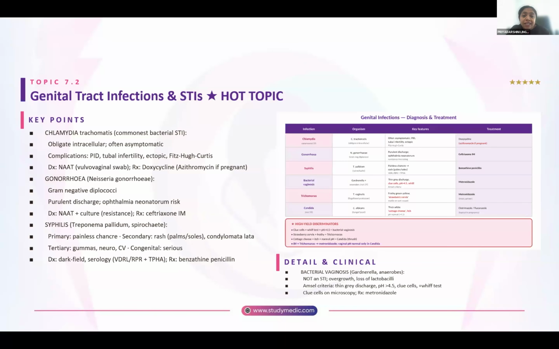So, genital tract infections and STIs, especially the vaginal discharges, are a very, very common topic that you can see in your exam. You need to know the name of the infection, the organism, the key classical feature which can help you diagnose it, and the drug of choice. So, this is commonly asked in exams.